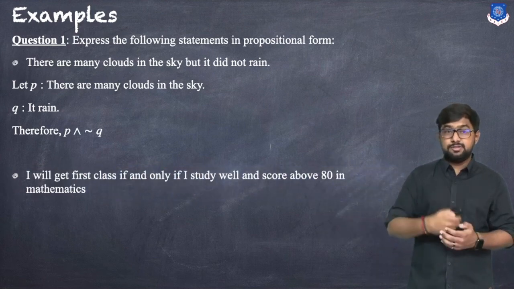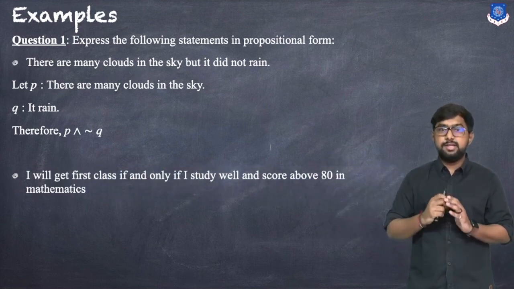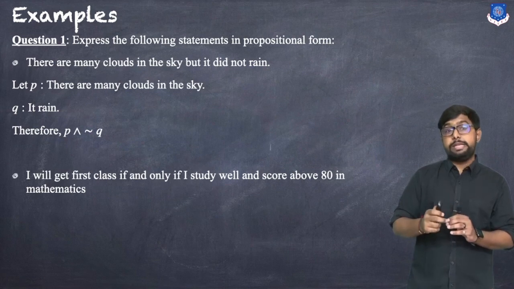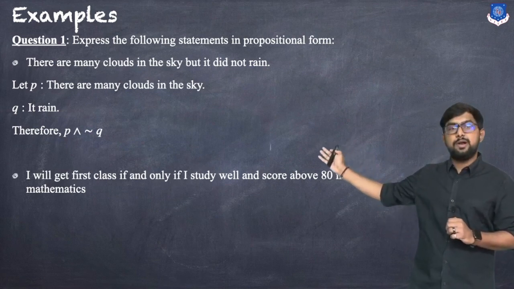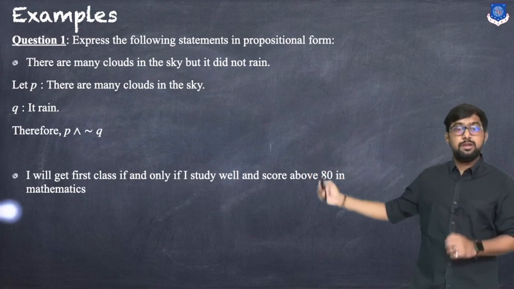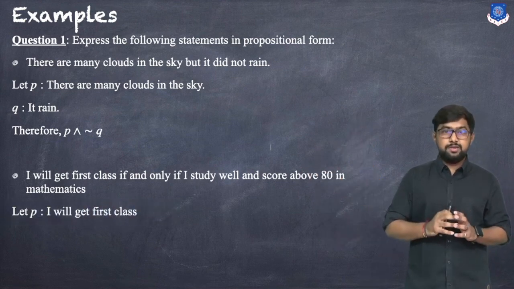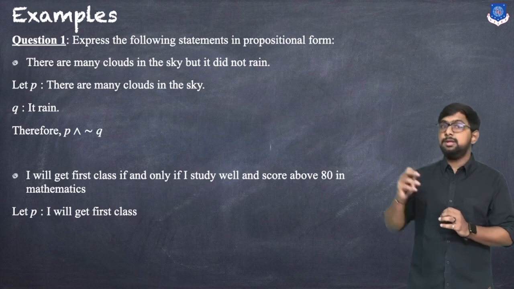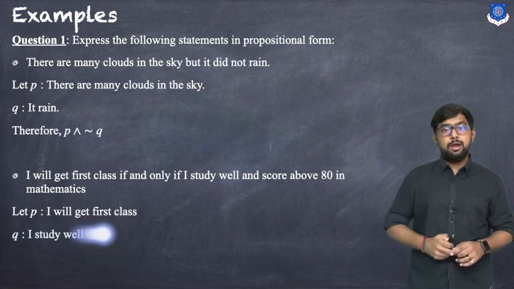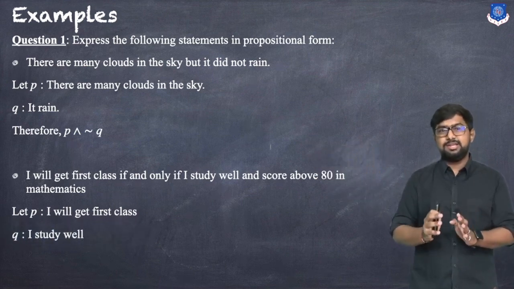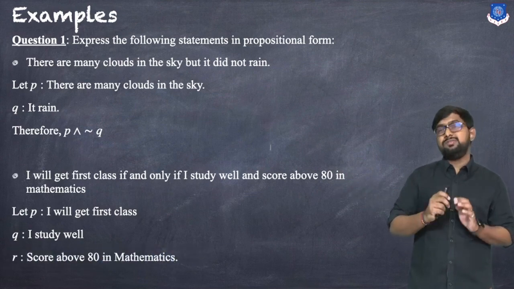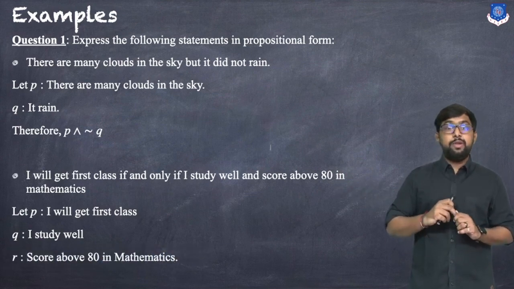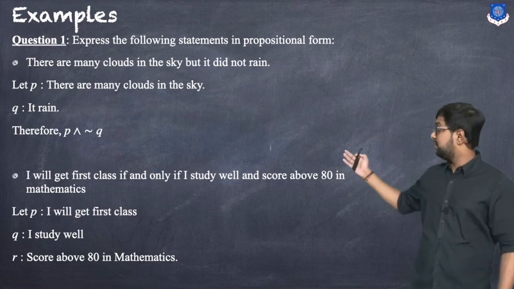I will get first class if and only if I study well and score above 80 in mathematics. So we will divide this statement into parts. What will be the first statement? Let P equal I will get first class. Second, I study well. Third, I score above 80 in mathematics. So there will be a total of 3 parts.